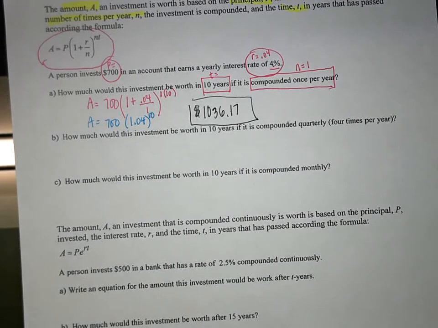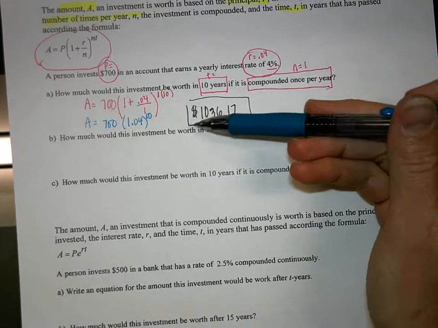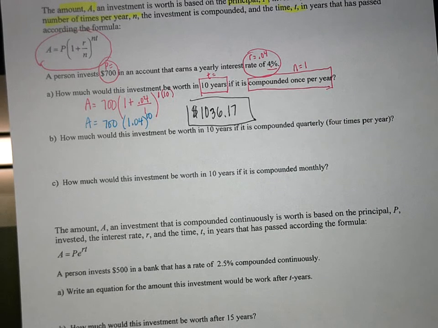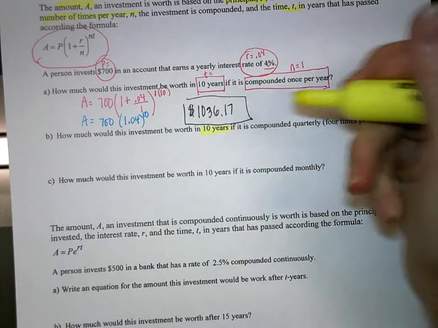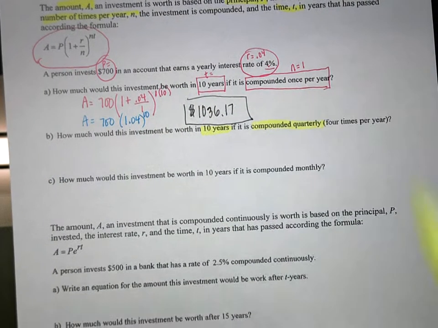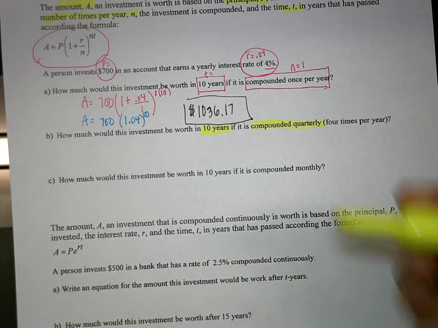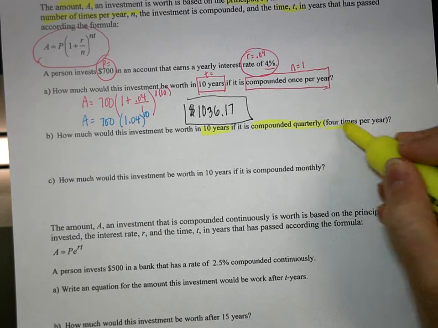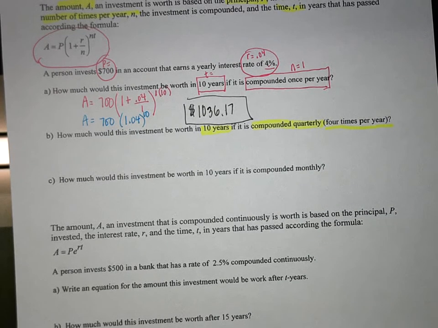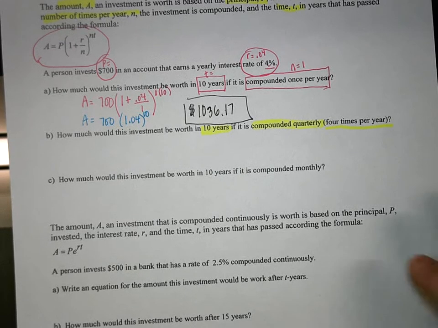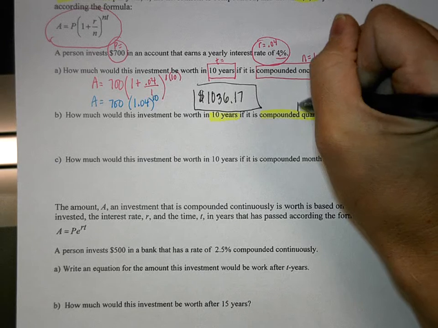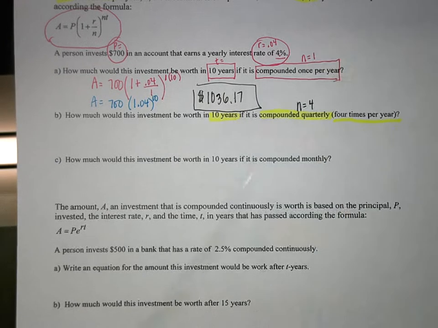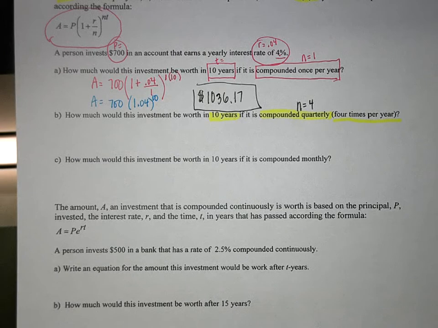So the next question says, how much would this investment be worth in 10 years? So again, we are still dealing with the 10 years, but this time it is compounded quarterly. What does quarterly mean? It's like you guys have it written right in front of you. So since it's compounded quarterly, that's 4 times per year. That means in this case, n equals 4. So everything else is the same except for the n value has changed.